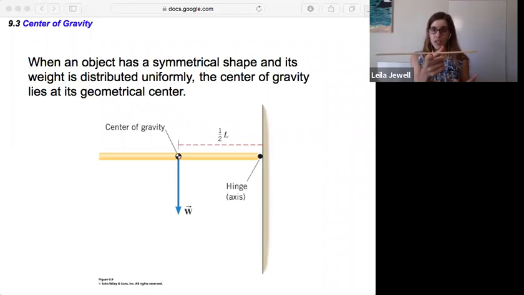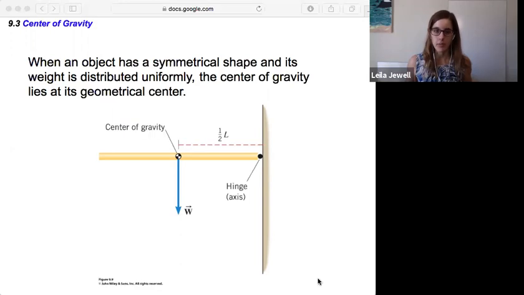So this is a very convenient thing. Anytime a problem mentions that a shape is uniform, like you have a uniform board or a uniform plank, that tells you where the center of gravity is located. That tells you that the weight acts right in the very middle of the length.